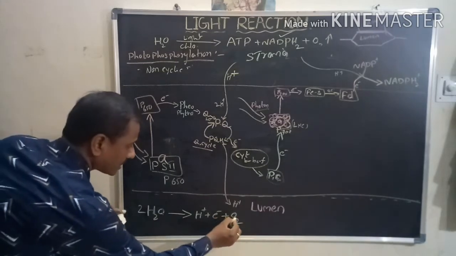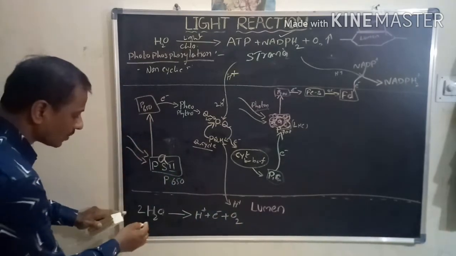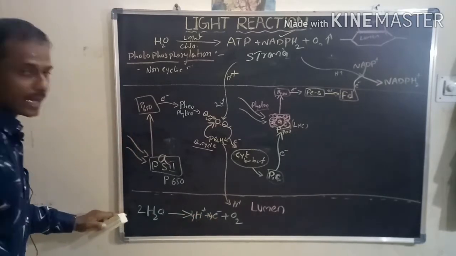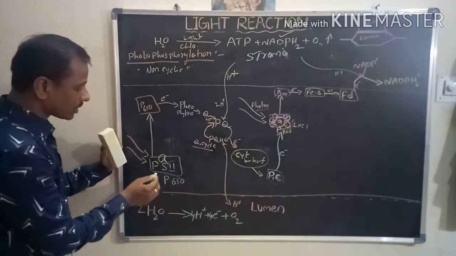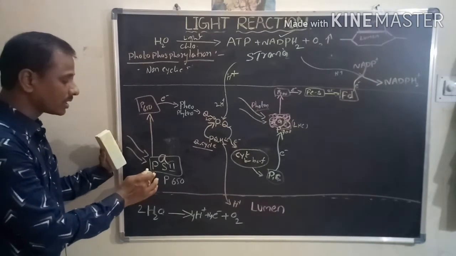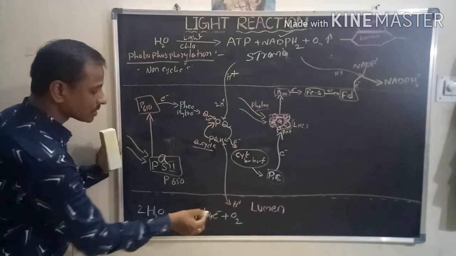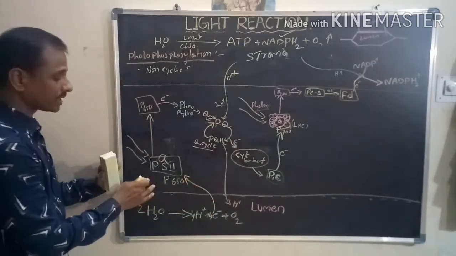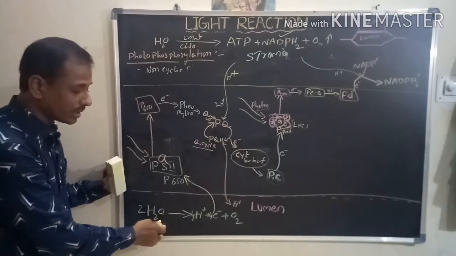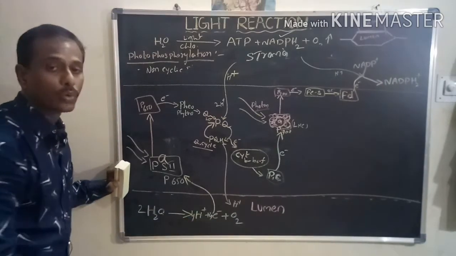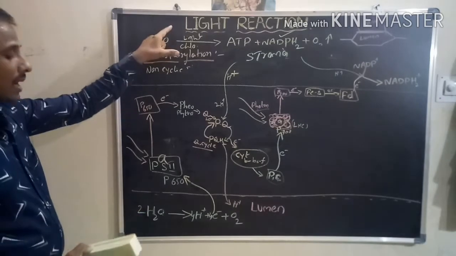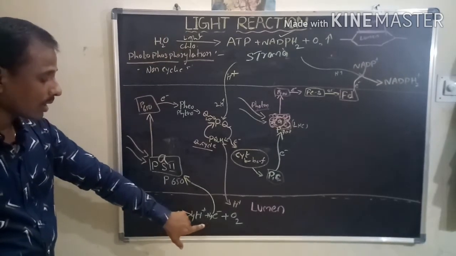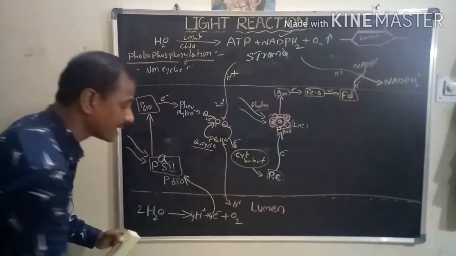For the release of one molecule of oxygen, we take 2H2O. It gives 4H+ and 4 electrons. So the electrons lost by PS2 are fulfilled by, or transported to PS2 from, the water which is split in the lumen. In the presence of light, the water is split into protons, electrons and oxygen gas.